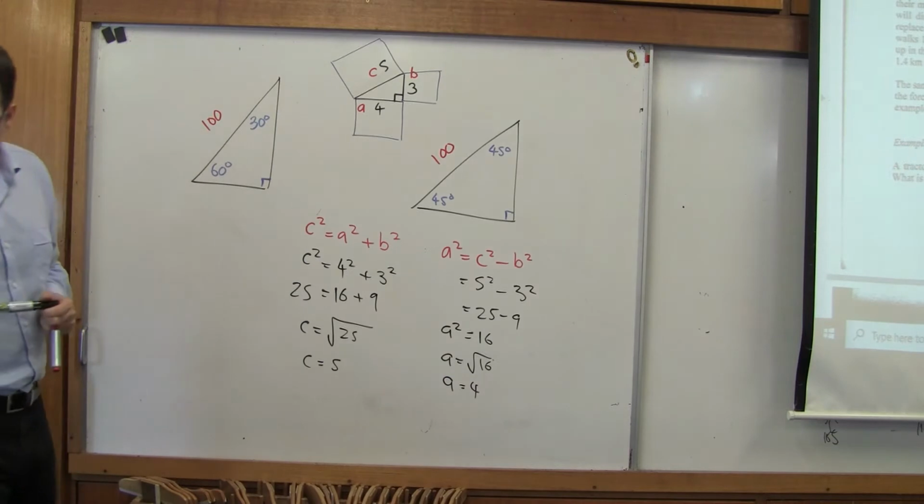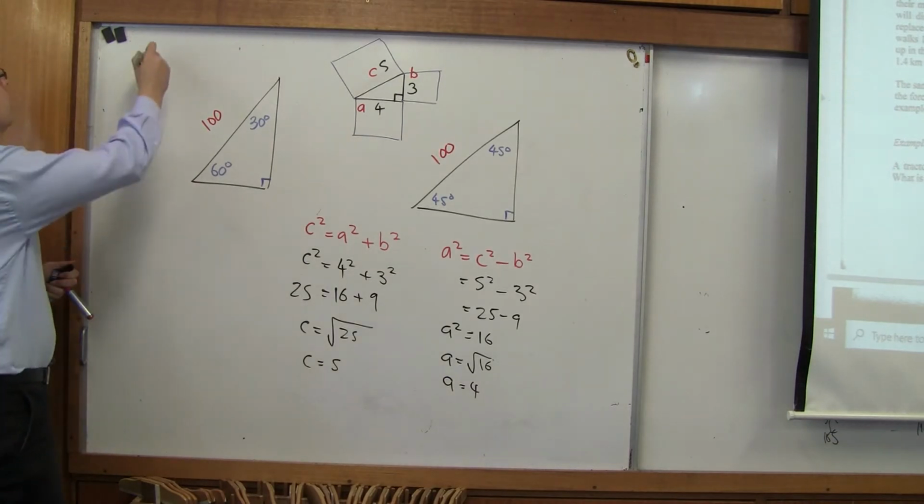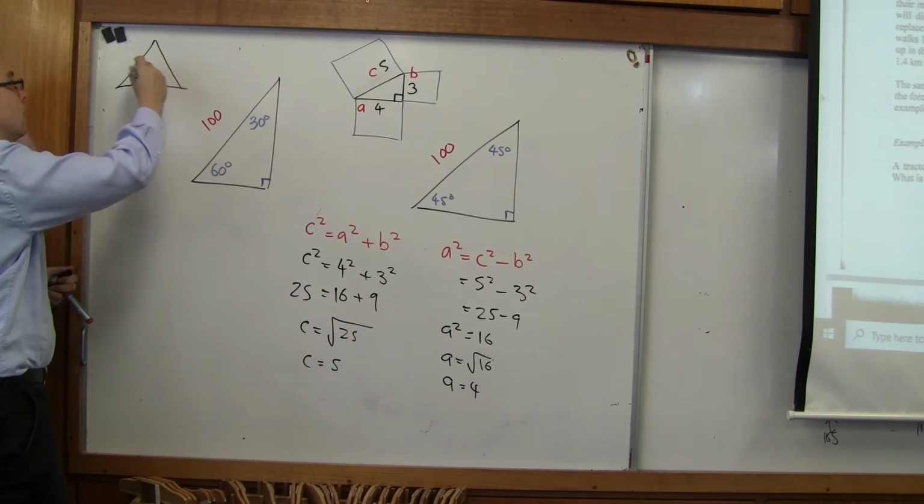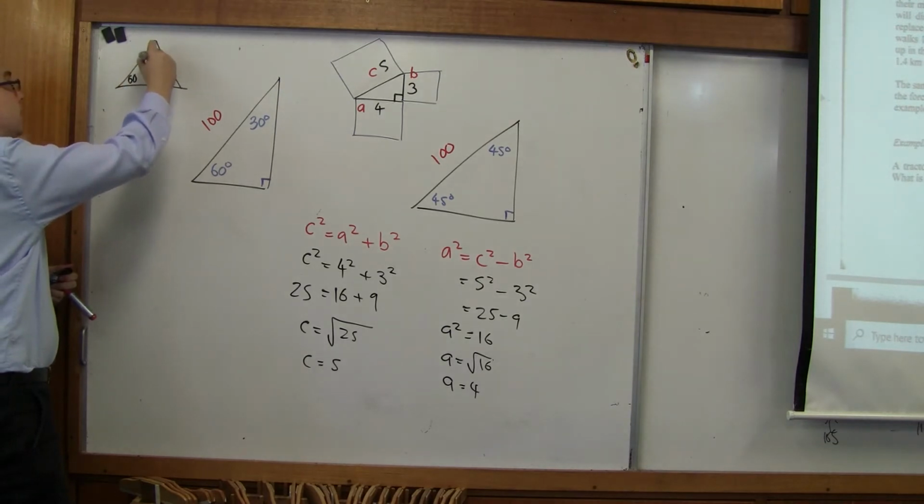Okay, so let's start off with this triangle here. This triangle has 60, 60, 60 degrees.